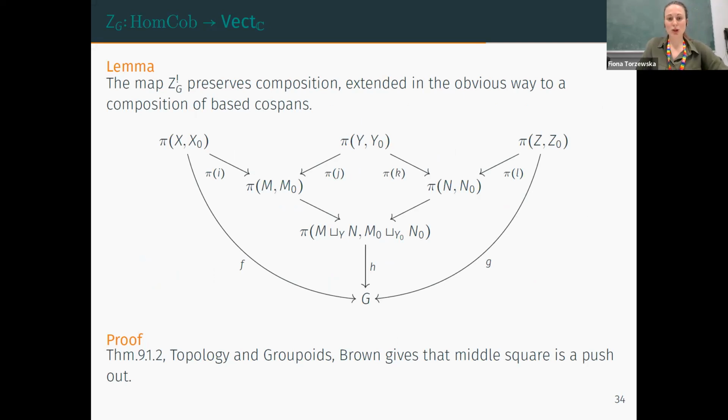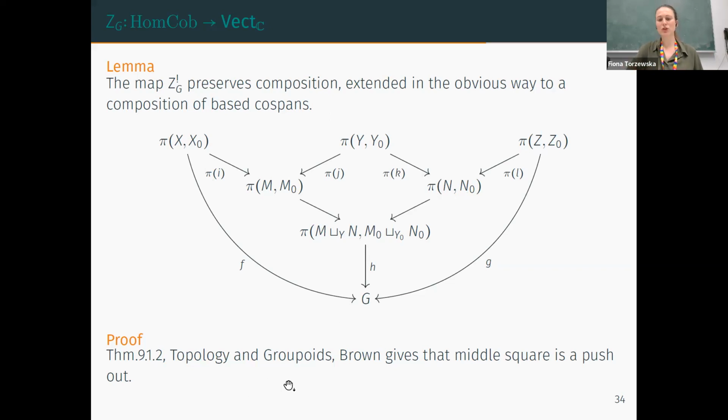And so the reason why this mapping seems like a sensible choice is precisely because it behaves well with respect to composition. So if we think of our composition of cospans extended in the most obvious way to these based cospans, then when we look at the composition and apply the fundamental groupoid functor, we have a diagram like this. So this is the kind of diagram we need to check to confirm whether or not our mapping behaves well with respect to composition.